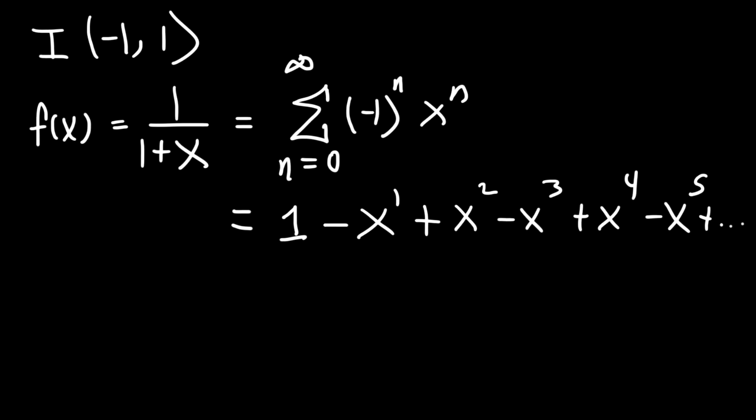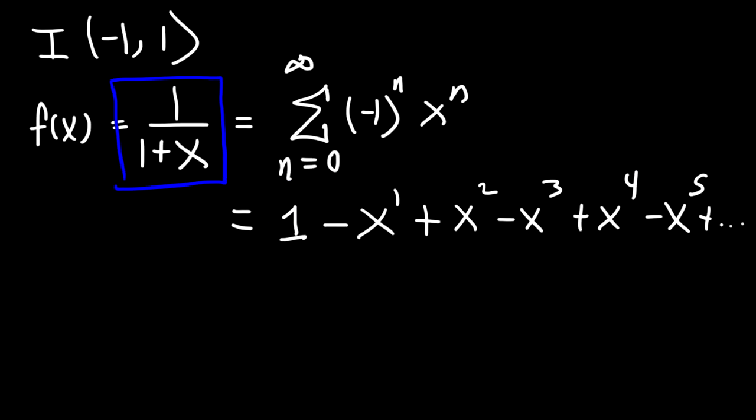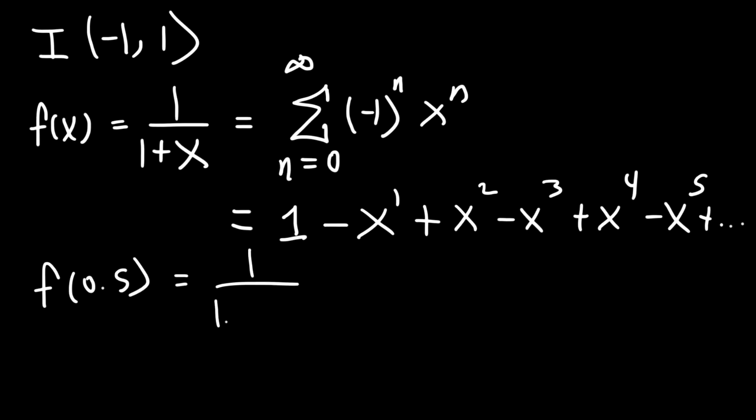Now, this function can be represented accurately by this series only when x is between -1 and 1. So let's calculate the value of f of 0.5. If you plug into your calculator 1 over 1 plus 0.5, or 1 divided by 1.5, you should get 2 over 3, which is 0.6 repeated. So I'm going to round that as 0.667.